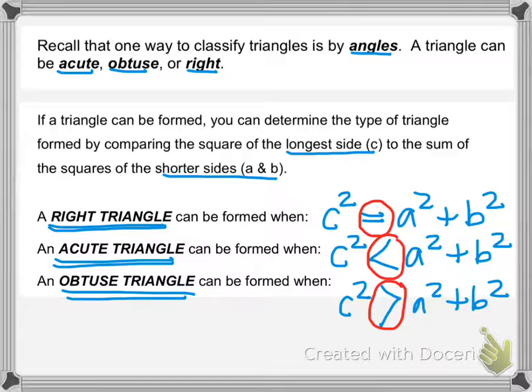So you want to flip the Pythagorean theorem around, so c squared is on the left. If there's an equal sign between the c squared and the a squared plus b squared, then you've got a right triangle. If it's a less than, acute. Greater than, obtuse. This is the converse of the Pythagorean theorem. So now we're going to try it with some examples so you can see how to test this.